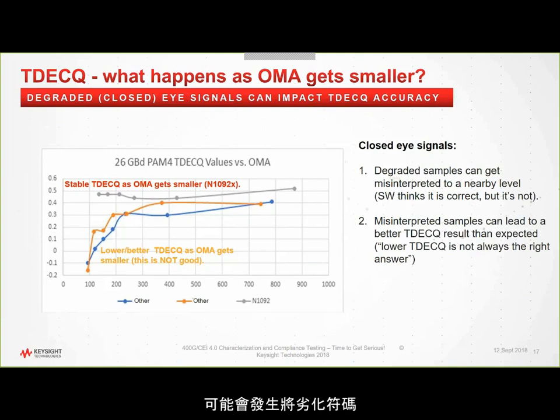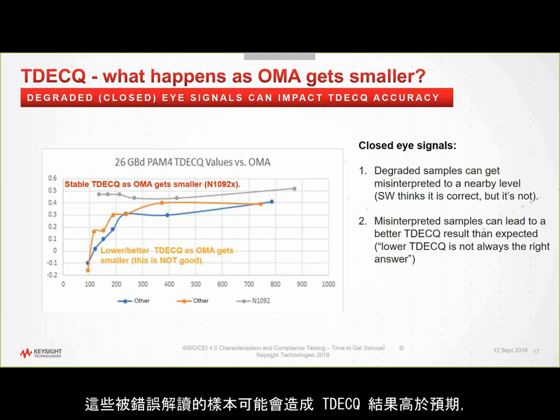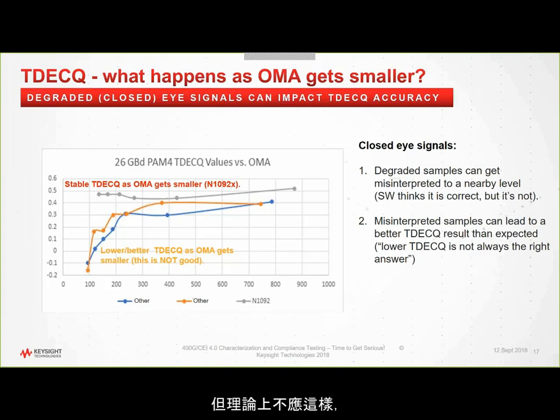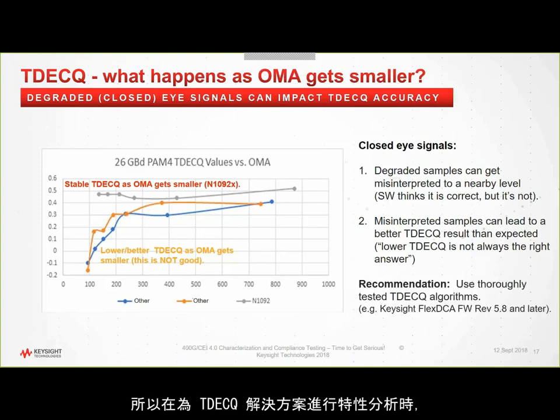Likewise, if you're dealing with very degraded signals or closed-eye signals, what can happen is that those degraded symbols get misinterpreted to a nearby level. So the software thinks that that sample belongs to a particular level when in fact it's not. So it's making a mistake. And these misinterpreted samples can lead to a better TDAQ result than expected, and that should not be the case. You shouldn't see that behavior. So when you're characterizing your TDAQ solution, make sure you look for that. And our recommendation is to use thoroughly tested TDAQ algorithms, such as the TDAQ algorithm in FlexDCA Rev 5.8 or later.